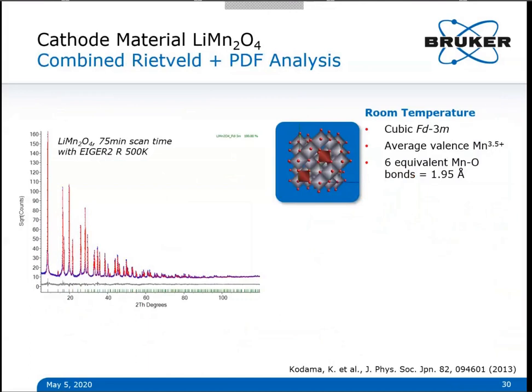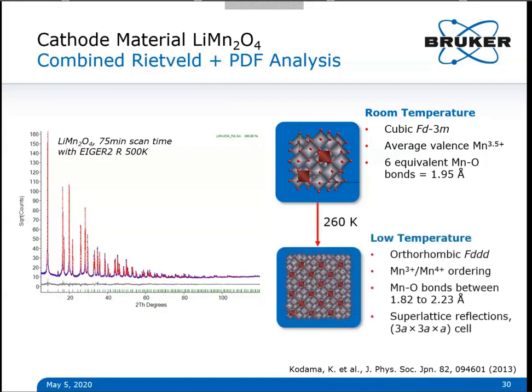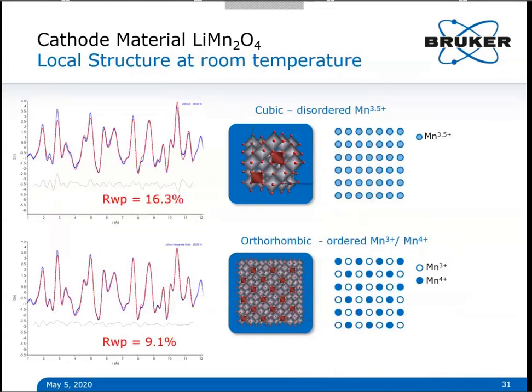So this is an example of lithium manganese oxide, which is a cathode material for lithium-ion batteries, and is also a candidate for frustrated magnetic materials. At room temperature, Rietveld analysis shows that the structure can be described as a cubic spinel structure with one manganese site and an average valence for manganese of 3.5+. Interestingly, the physical properties at room temperature, like the electrical resistivity, don't agree with this average valence picture, but more closely resemble a situation where the manganese 3+ and 4+ are ordered, like in a low temperature structure. Why is that? Well, this is a situation where looking at the PDF can provide a more complete picture.